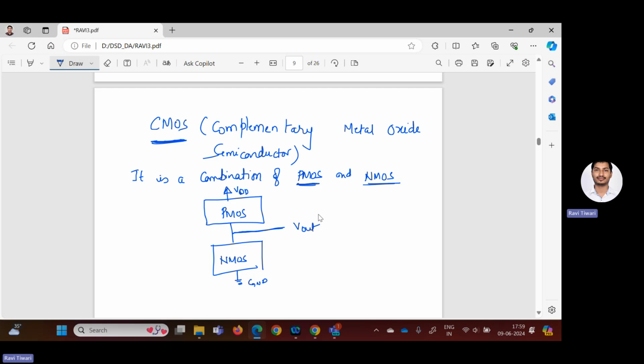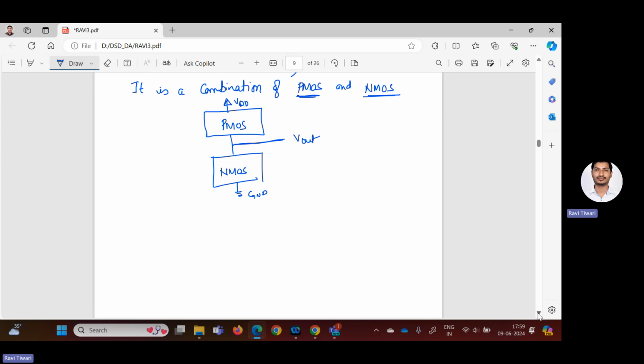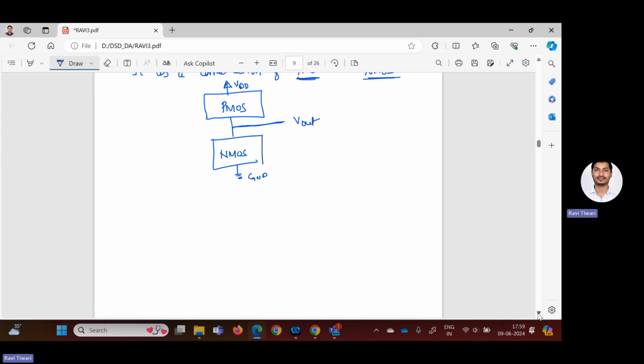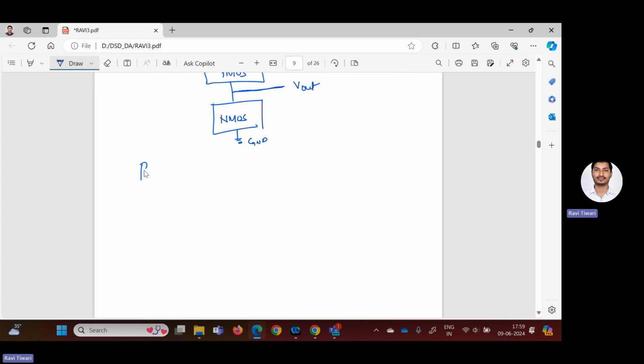Now, after this, we will see how we can design any circuit with the help of PMOS as well as by using the NMOS. After that, we will combine both the circuits and we will create one CMOS type of circuit. So let's see first PMOS.